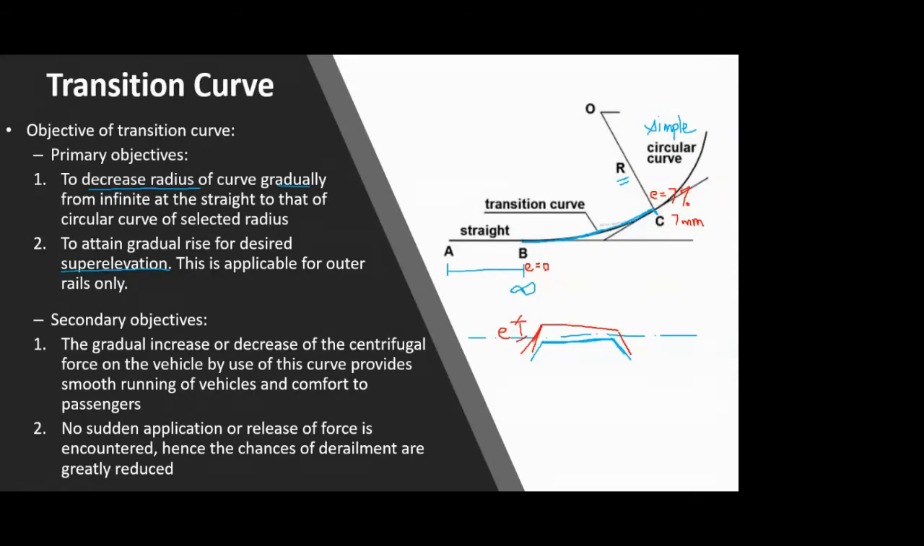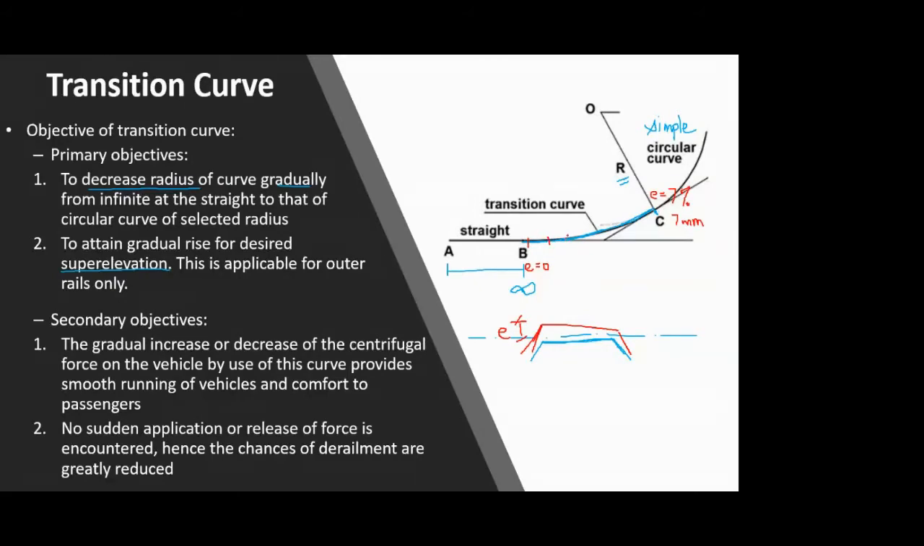So this change in your superelevation, again, it can't be abrupt, that till point A you have 0 superelevation, and suddenly at this point C you give a superelevation of 7 mm, so that will not be good for your railway. It will again derail. So again, you have to change the superelevation also gradually, as we have decreased the radius gradually. So again, your transition curve helps in changing this superelevation.